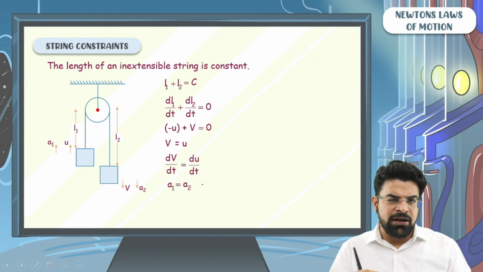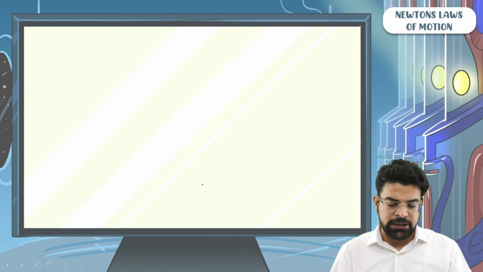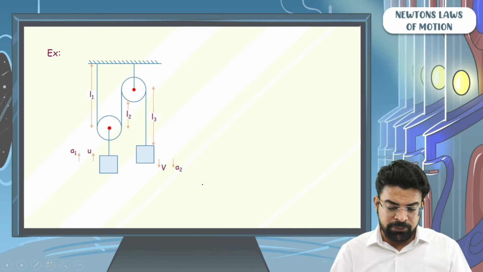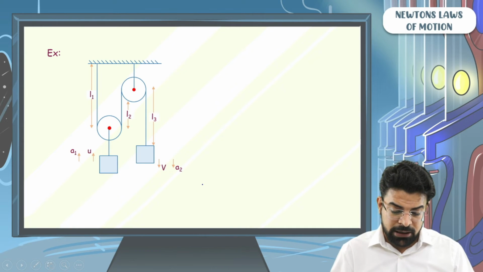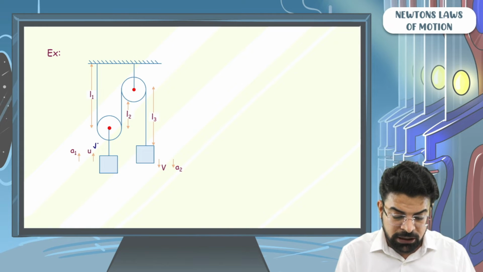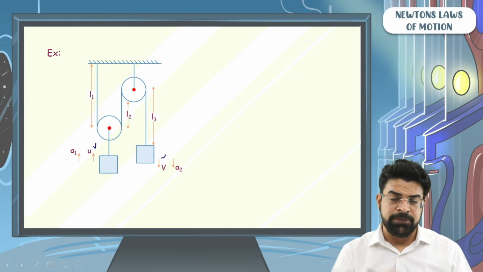Now let's see a little more advanced example, then we will move to quite a good example. The second example. Now rather than having one pulley, we have got two pulleys, and we have got two blocks, a block on the left going up with speed u and a block on the right coming down with speed v.